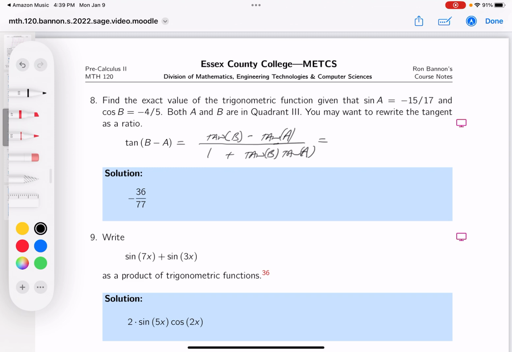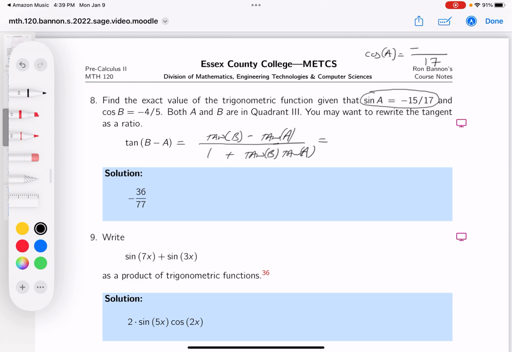What I'm given is the sine of A. And I don't want the sine of A, I want the tangent of A. They tell me it's in the third quadrant, though. So I'm going to write down cosine of A. And again, we're in the third quadrant. I know there's a denominator of 17, and there's definitely a negative number there.